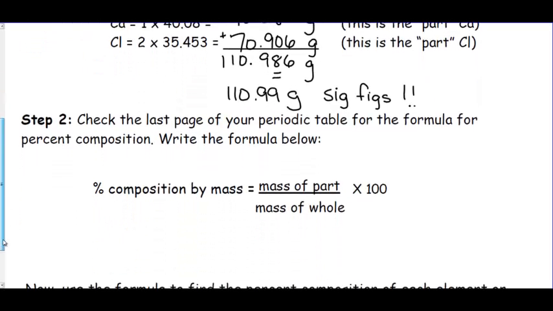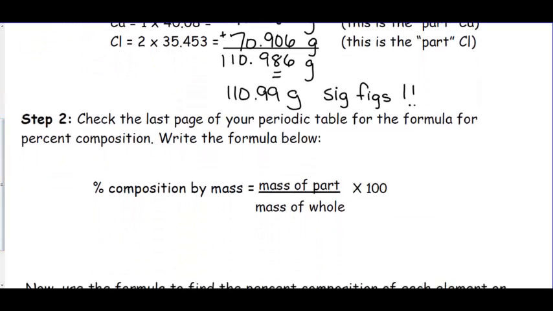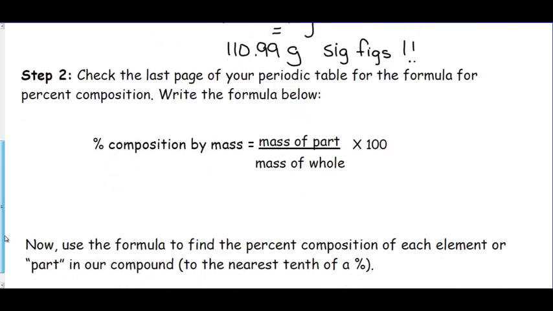Step 2, okay, so now we have the GFM and we have the parts. Okay, so it says to check the last page of your periodic table for the formula for percent composition. We're going to write the formula. Percent composition by mass is the mass of the part. So that would be any part that they're asking for in the question, either calcium or chlorine, divided by the mass of the whole, which then would be this number here, okay, and then multiply by 100 to get percent. Remember, percent is out of 100.